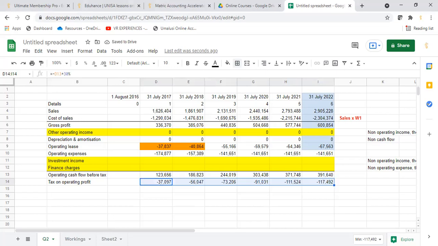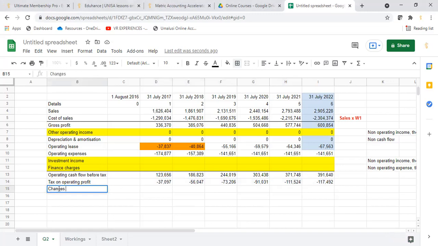Then we must bring in working capital and asset replacement costs. So we're going to say changes in working capital. And I'm going to call it what you guys call it, asset replacement costs, also known as capital expenditure. Let's go have a look at what they said about asset replacement costs, and what they said about working capital.